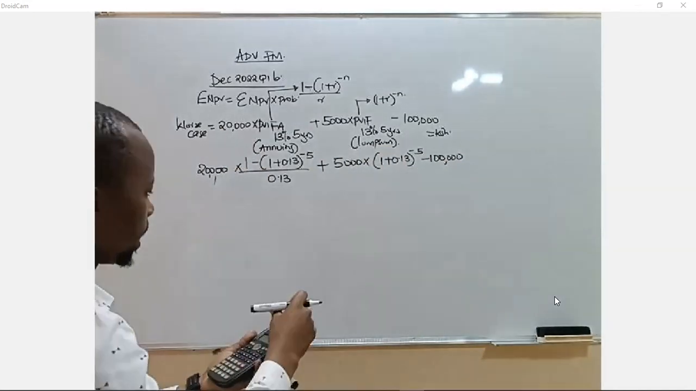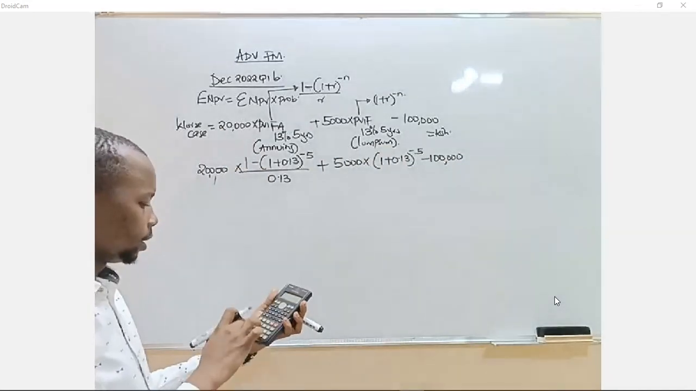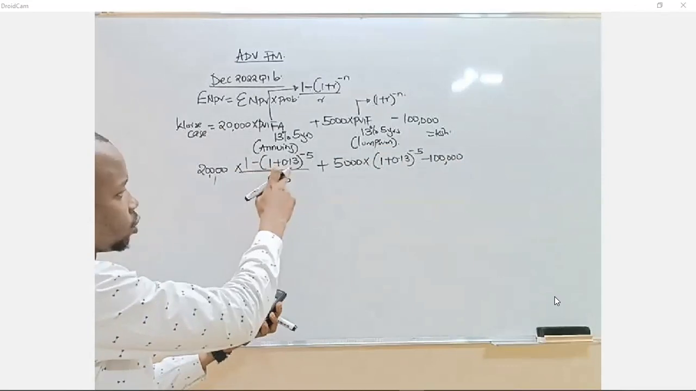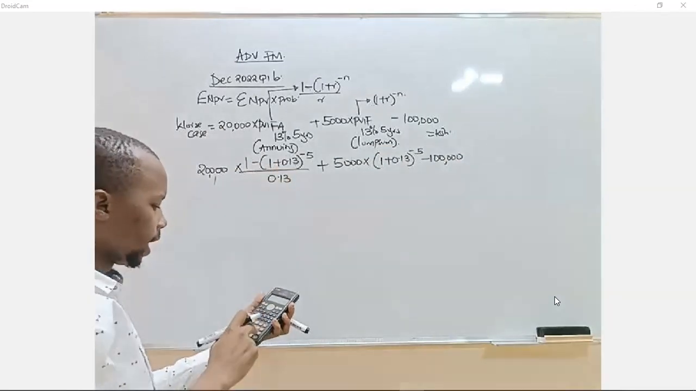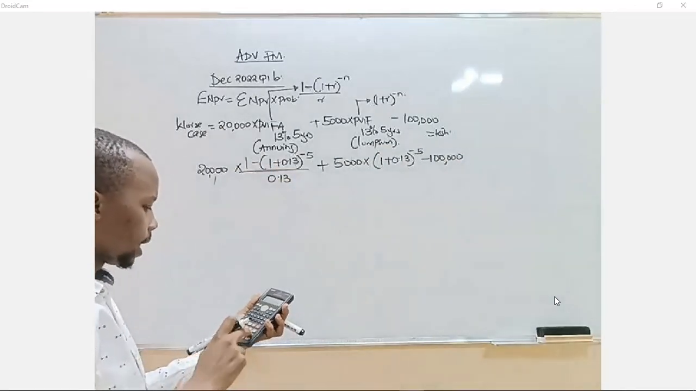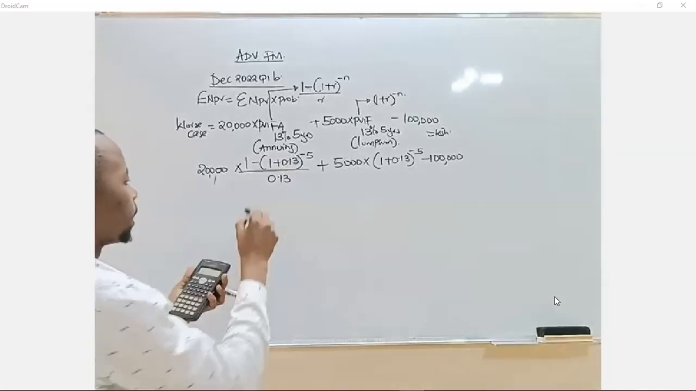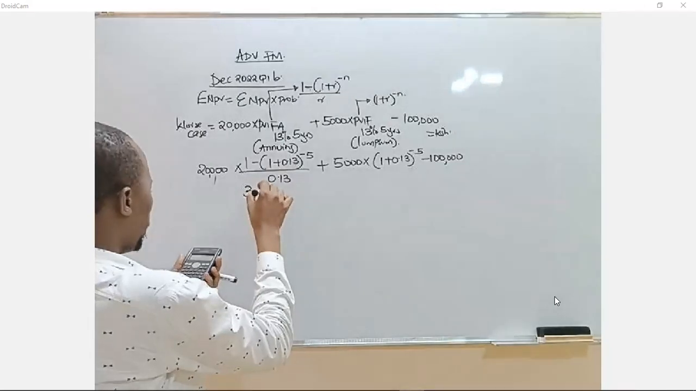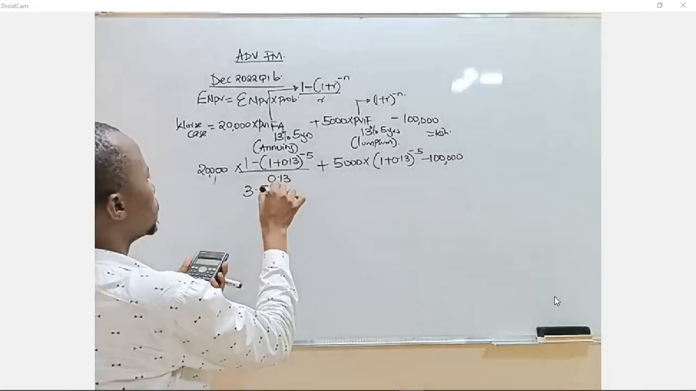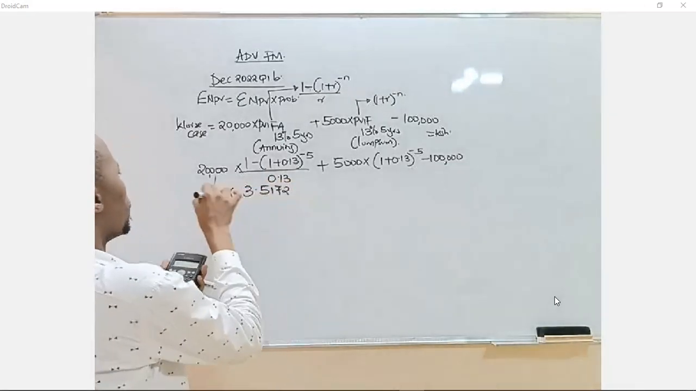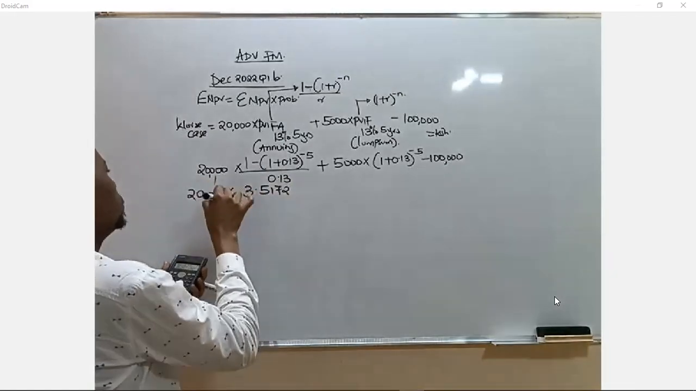I have my calculator. It will be 1.13, this plus this one is 1.13. You raise to the negative 5. 1 minus the answer, right? Then we divide by 0.13. I'm getting 3.5172.